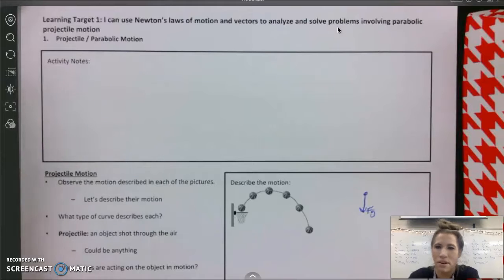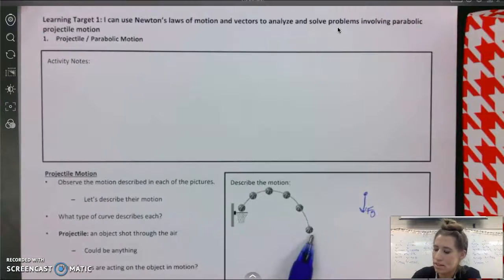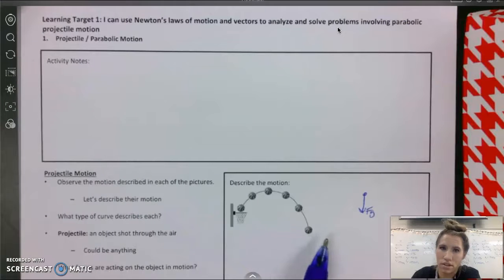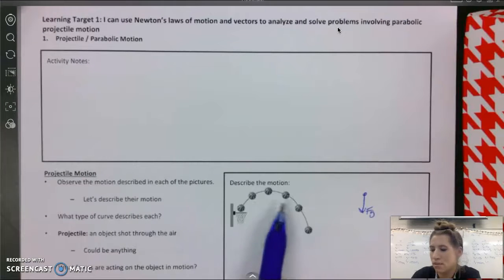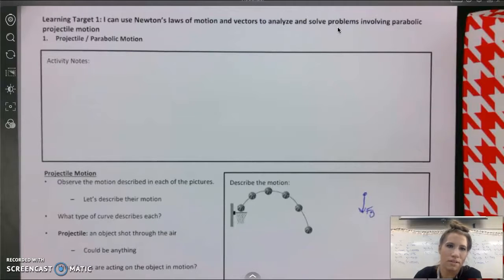And that's it, right? Initially a hand pushed the basketball to get it going, but this is after the hand is no longer in contact with the basketball and the basketball's flying through the air. It's now a projectile because the only force acting on it is the force due to gravity. Okay?